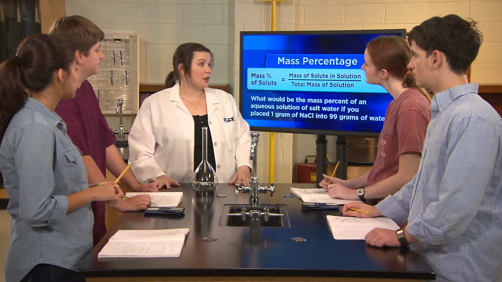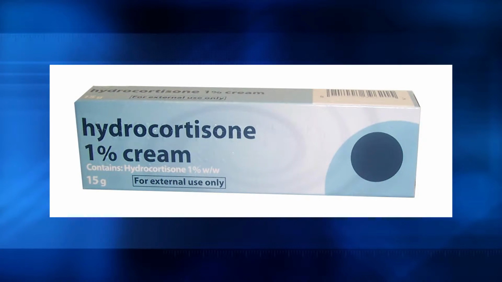And to create a solution with a specific mass percent, the only equipment you really need is a balance of some sort, and of course the solute and the solvent that you plan to use. Can anyone think of an example of something like this? My little brother had poison ivy a few weeks ago, and he used hydrocortisone cream on it. The cream had 1% on the label. Is that what you mean? That's exactly what I mean. So the active ingredient, hydrocortisone, was only 1% of the cream.